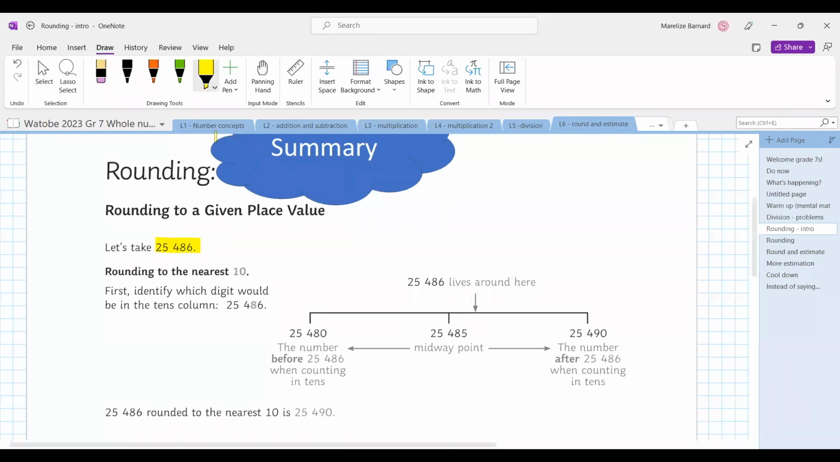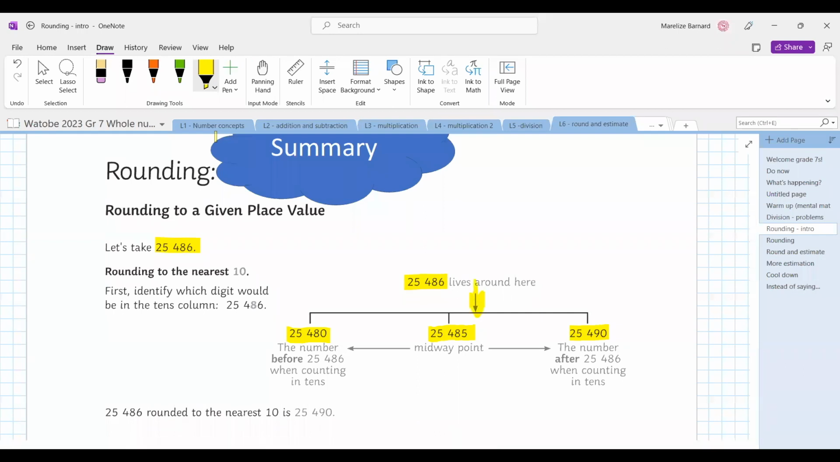Here's our number, 25,486, and we're going to start by rounding that to the nearest 10. Now, let's look at our number line. It's drawn here for us. Here's 25,485, and here's 25,480. And there's 25,490. Do you notice how we just count in fives, 80, 85, 90. So 25,486 is about here, right?